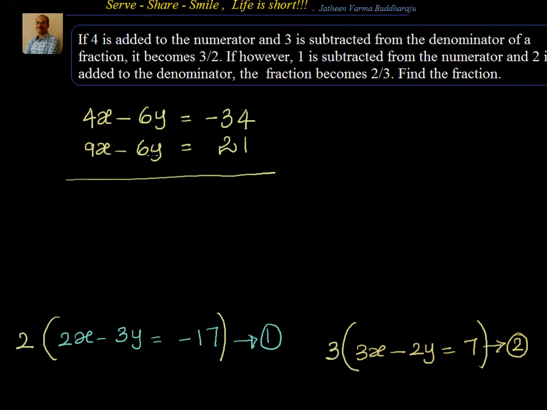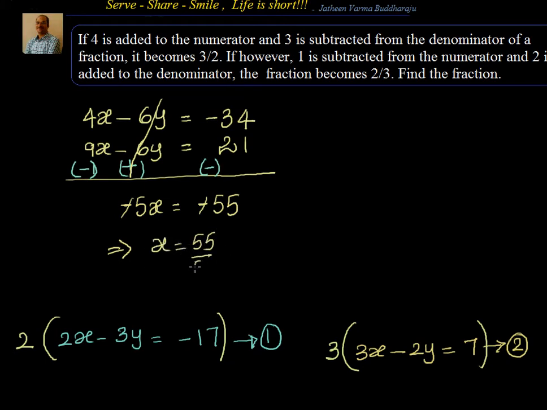Now we have to subtract so that we can cancel y. I will change the sign and subtract them. 6y cancels. 4x minus 9x is minus 5x, equal to minus 34 minus 21, that is minus 55. That gives me, cancelling the negative on both sides, x equal to 55 divided by 5, that's equal to 11.